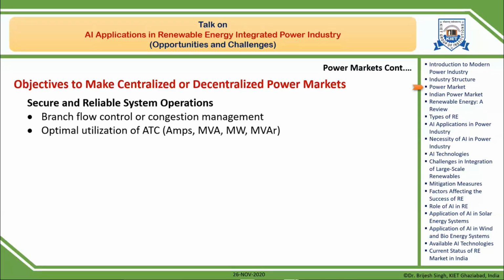Suppose your line has a capacity of 100 MVA, but you are operating that line at only 20 or 30 MVA. It means you are not utilizing that line to its rated capacity. So how you can optimally utilize the available transfer capability of a transmission line is again a major challenge in the power market. Renewable energy plays an important role in these things.